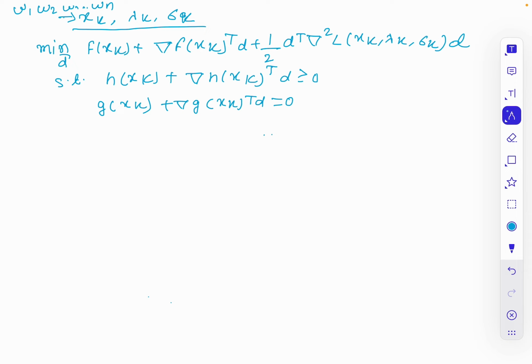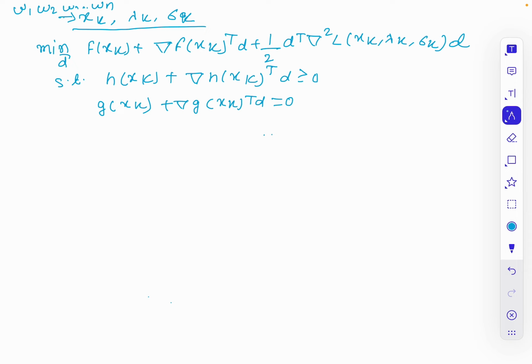So you try to find the variable d, and once you find it, you update your initial guess. How do you update? The update is like this: xk plus 1, lambda k plus 1 and sigma k plus 1 will be equal to xk, lambda k, sigma k plus dk. This is how you update your x, lambda and sigma.